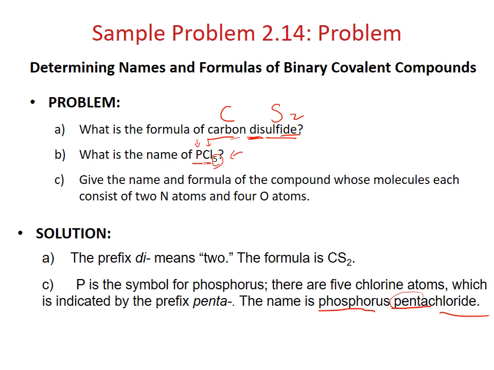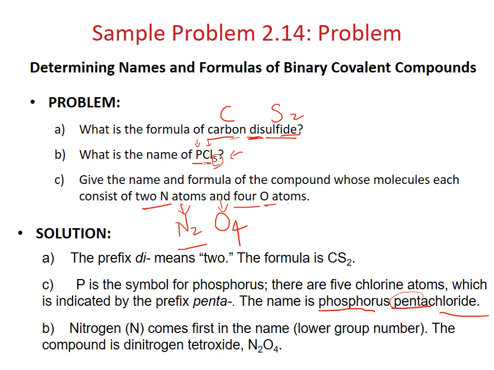Next one, give the name and the formula for the compound whose molecules each consist of 2 nitrogen, N is nitrogen, and 4 oxygen, O is oxygen. So nitrogen you have 2, oxygen you have 4. Okay, which one goes first? Nitrogen is group 5, oxygen group 6, so nitrogen first, and therefore the formula should be N2O4.